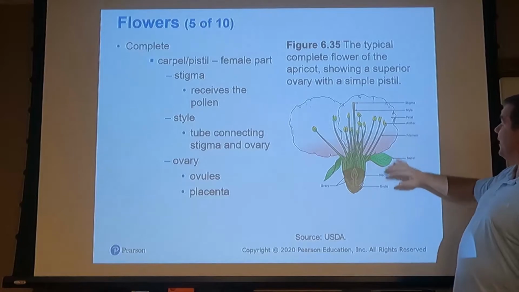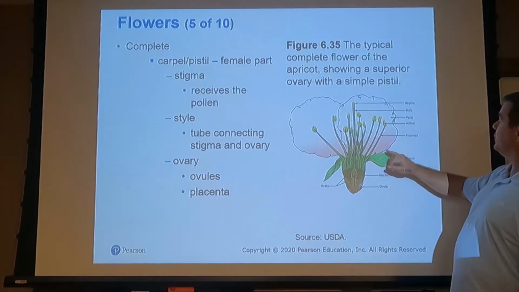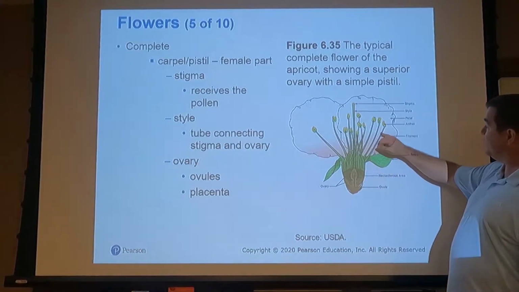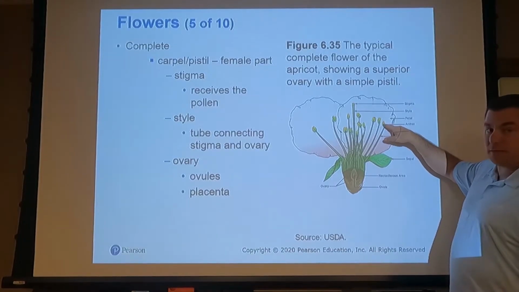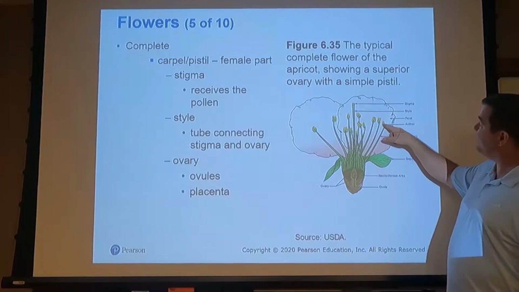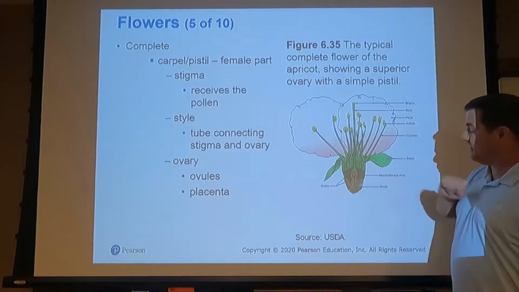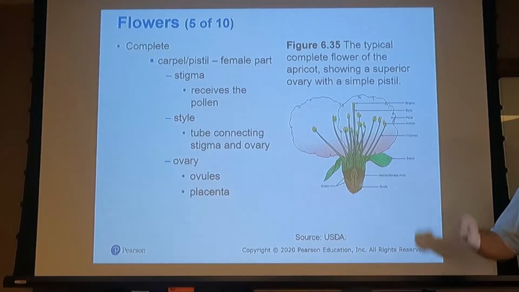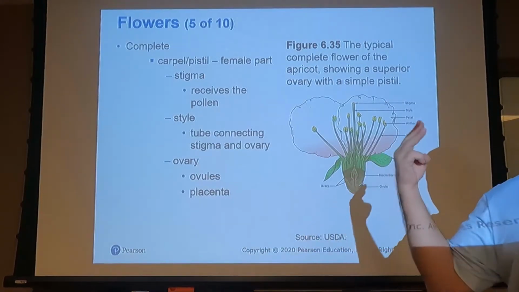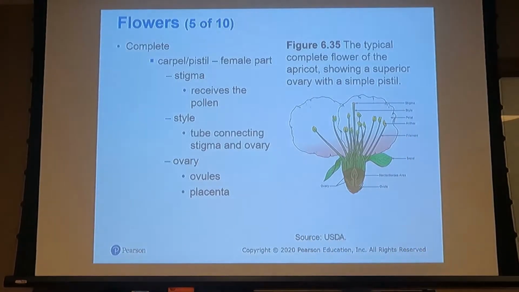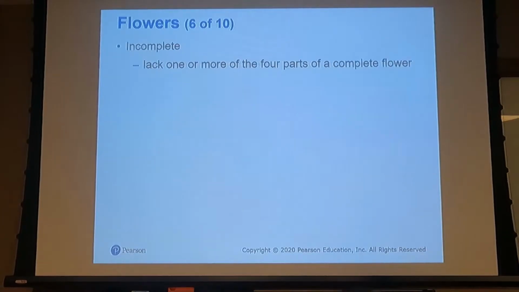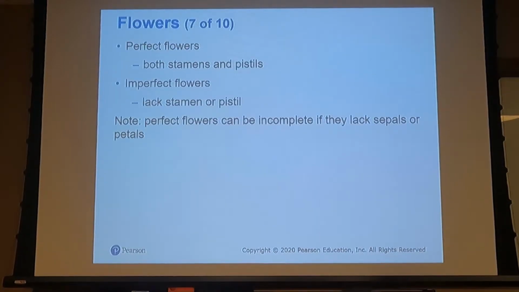We have the male part, which is the stamen, that has the filament, the anther, and the pollen. And the female part, we have the stigma, the style, and the ovary. So we have 3 parts to the male and 3 parts to the female. Again, incomplete is lacking 1 or more of those 4 parts on a complete flower.